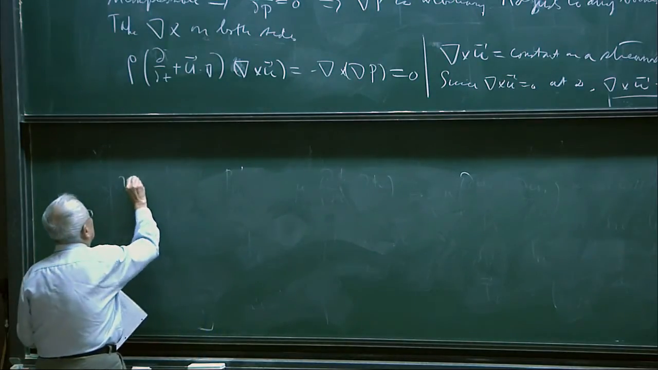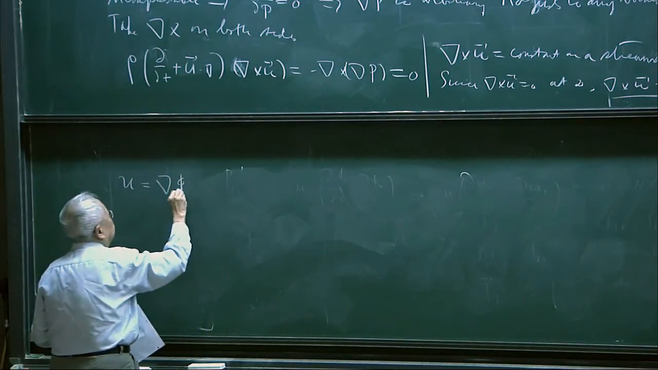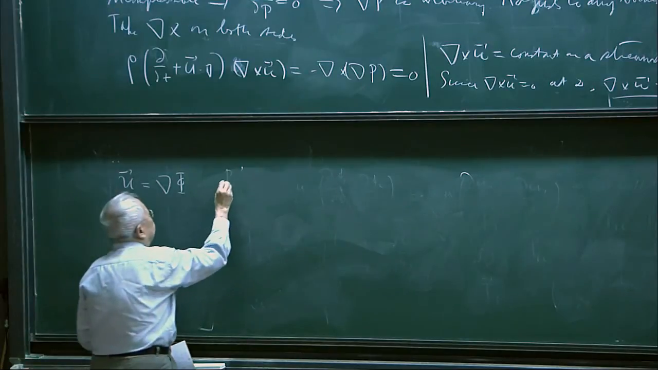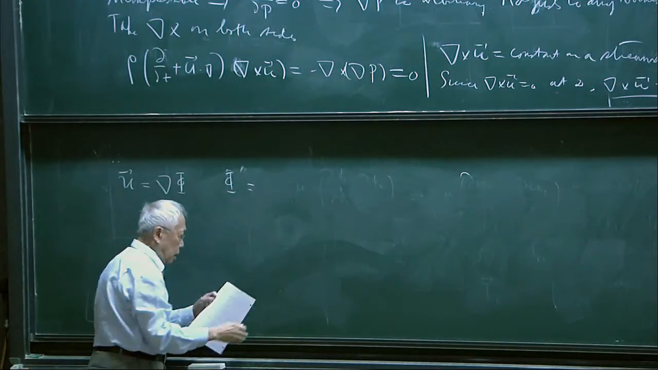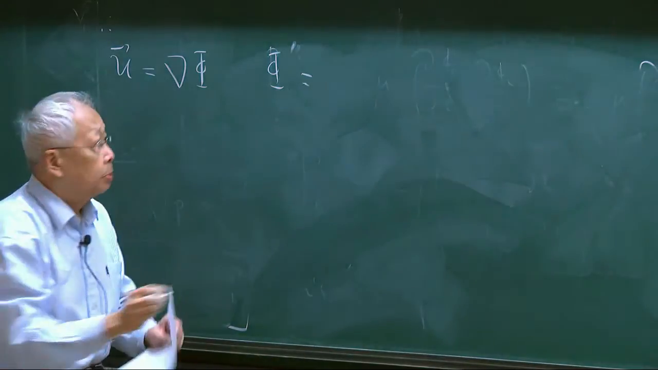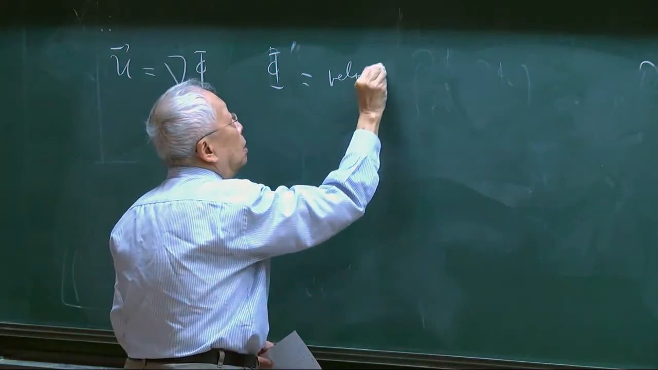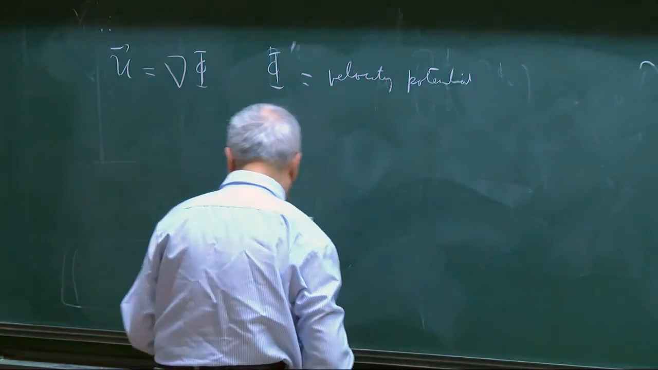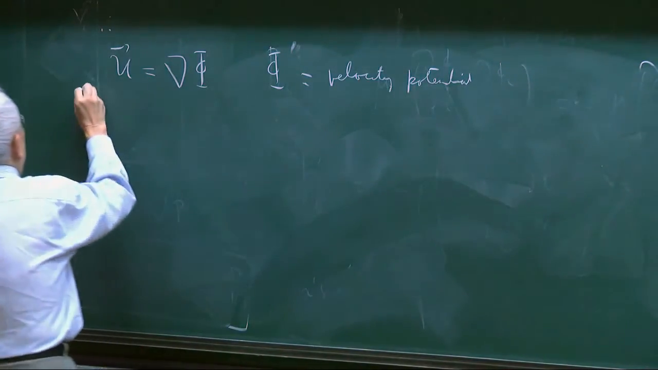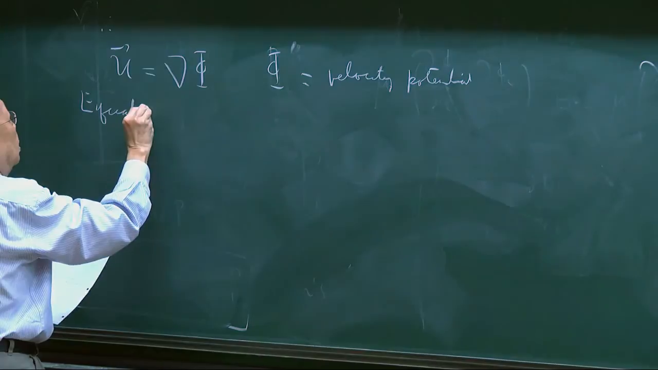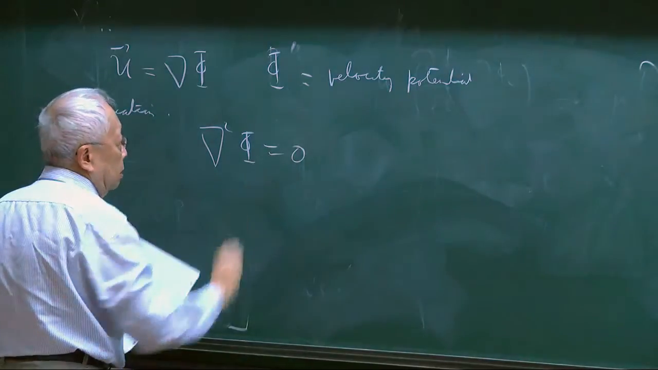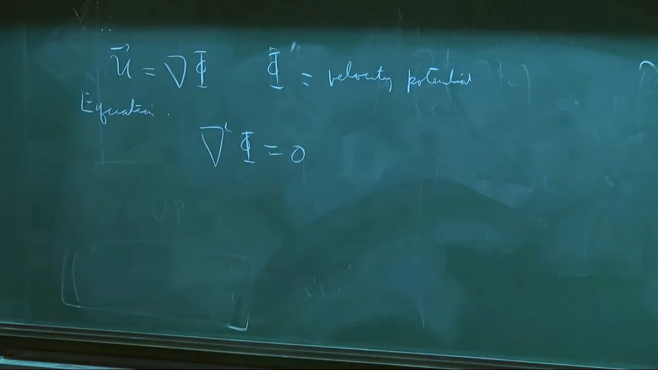So this means that u can be set equal to the gradient of some function because its curl is 0. And this phi is called the velocity potential. And the equation now becomes Laplacian of phi is equal to 0. So in an incompressible flow, you will reduce to solving a Laplace equation.